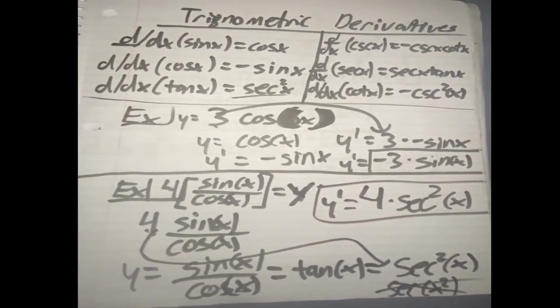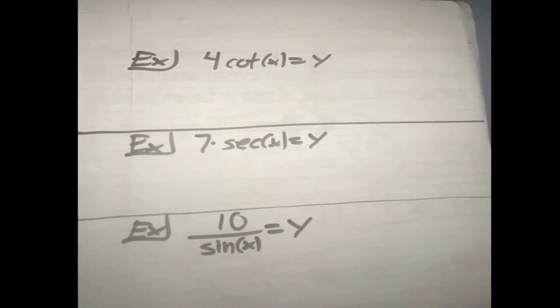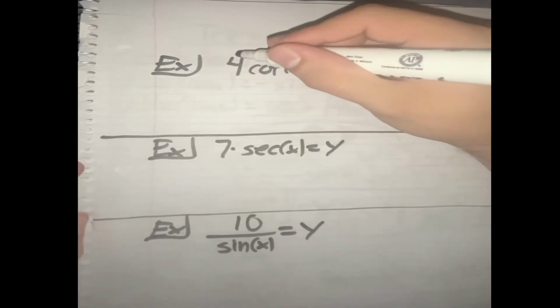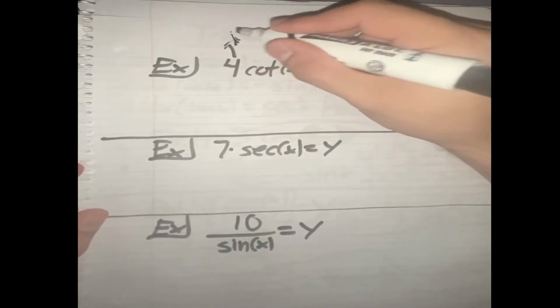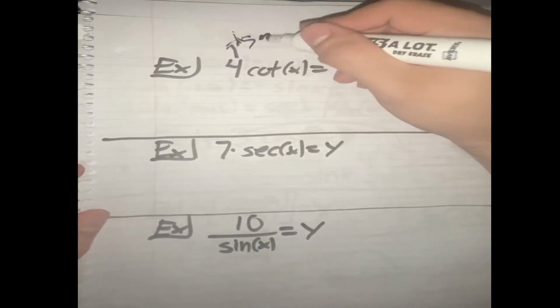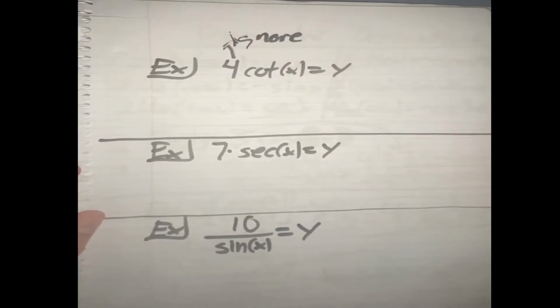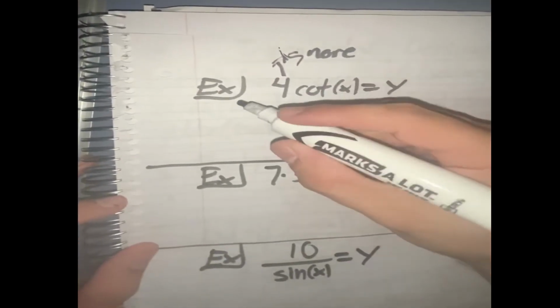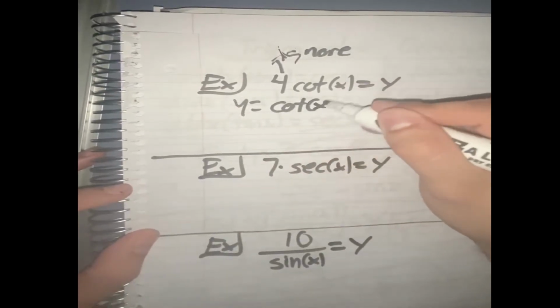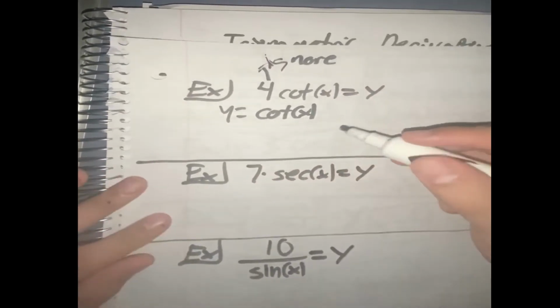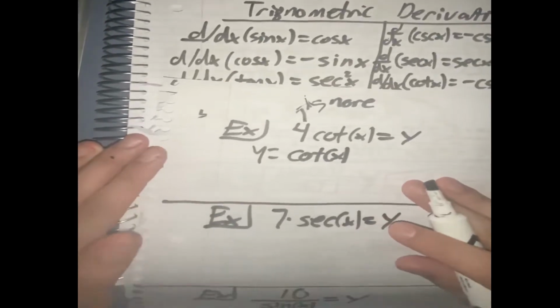So for our next example, we are given 4 cotangent x is equal to y. The first thing we're going to do is ignore the multiple for now, just because it doesn't help us solve the problem. We're going to solely focus on y is equal to cotangent x, and then we look for the derivative of cotangent.